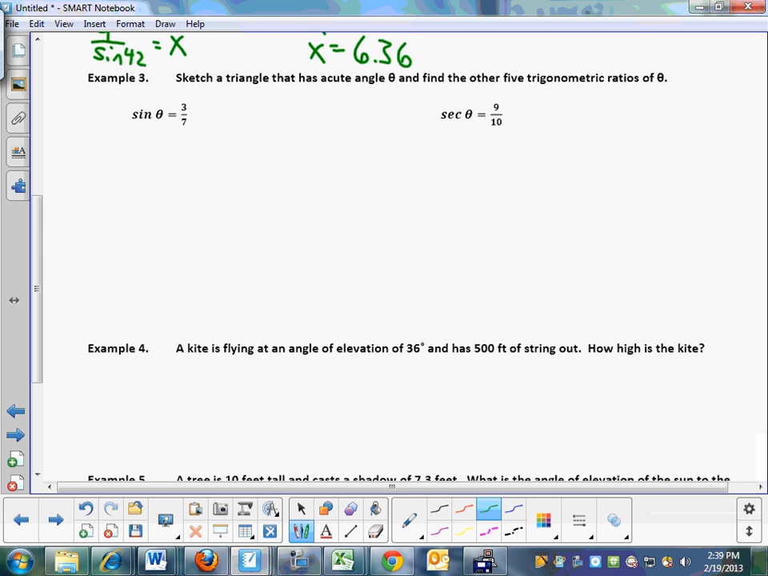Okay, sketch a triangle that has acute angle theta and find the other 5 trigonometric ratios. We're not going to find all 5, but we're just going to actually sketch a triangle. So sine is 3/7. So what I want to do is opposite will be 3, hypotenuse will be 7. So what I need to do is I need to find out the adjacent. How could I find out the adjacent? Yep, 3 squared plus what?